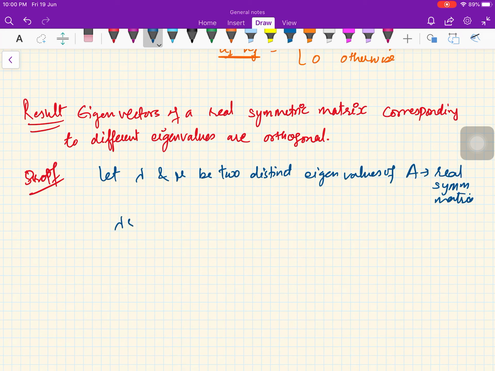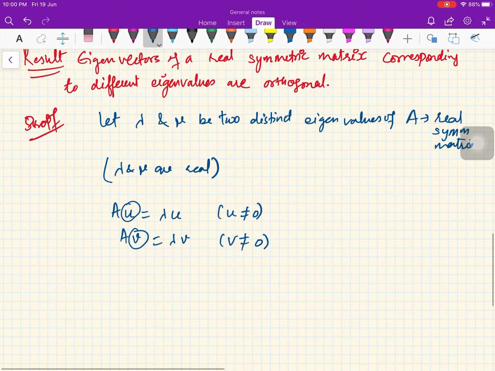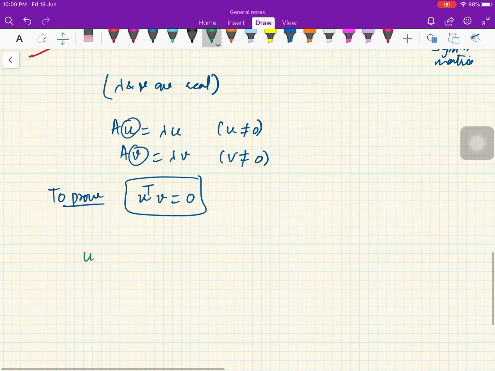Then obviously lambda and mu are real, because we already proved that eigenvalues of a real symmetric matrix are real. Then there exists a non-zero vector u such that Au is lambda u, and there exists a non-zero vector v such that Av is mu v. We need to prove that u and v are orthogonal, that is, u transpose v is 0. So let us do that. I'll start with u transpose A v.